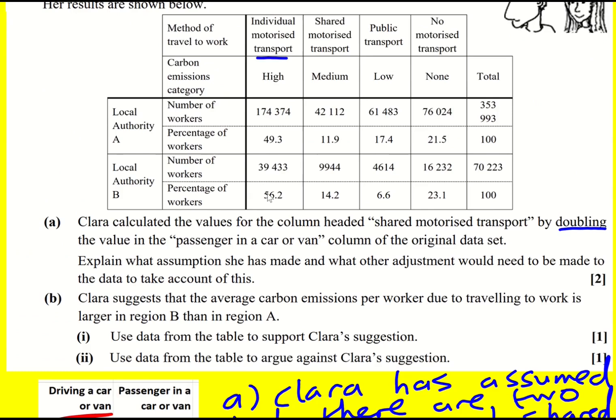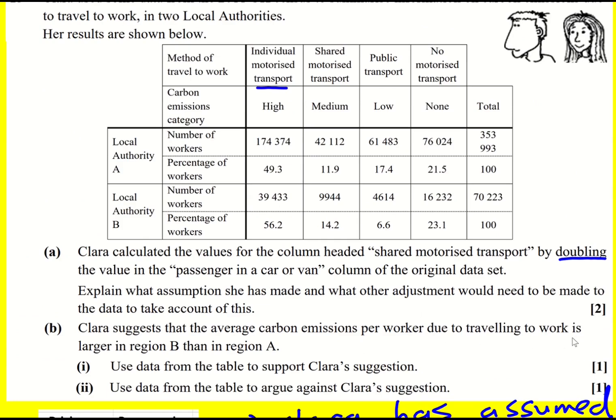Finally, Clara suggests that the average carbon emissions per worker due to travelling to work is larger in region B than in region A. Use data to support her suggestion and then use data to argue against it. That's quite interesting, the fact that we have to do both. So let's look at arguing for it. So emissions being due to traveling to work more in region B. Well, if we look at individualized motorized transport, then we see that there is a higher percentage of workers. So that is one argument for it.